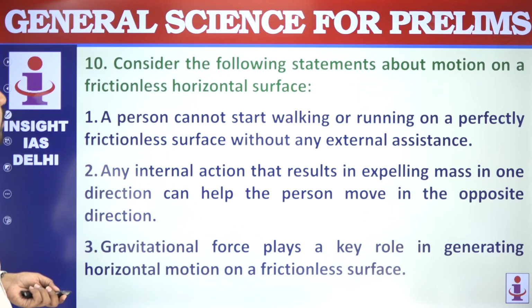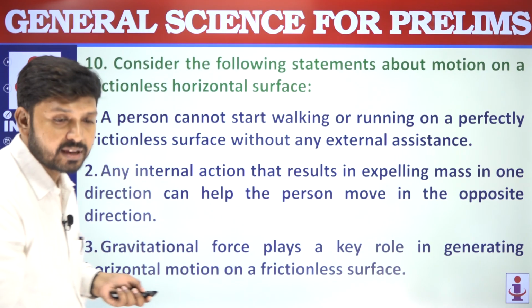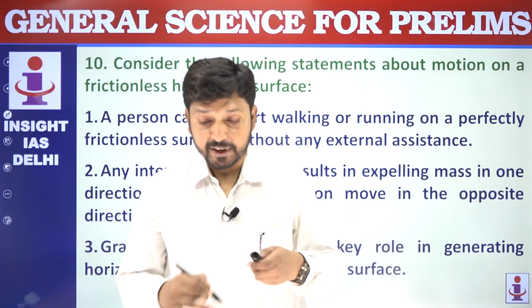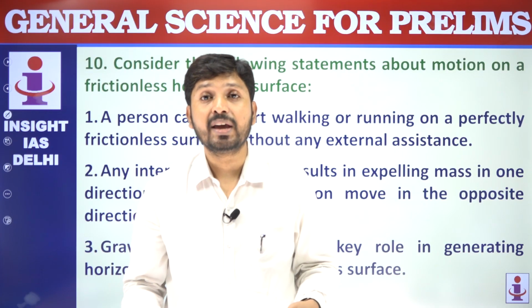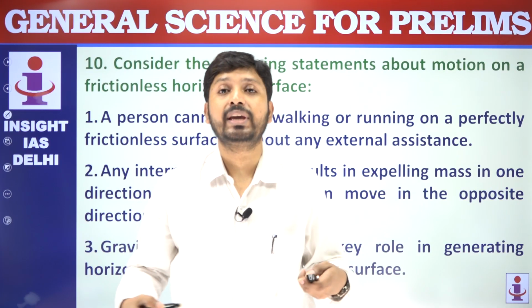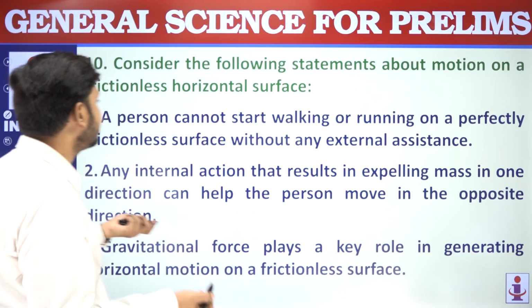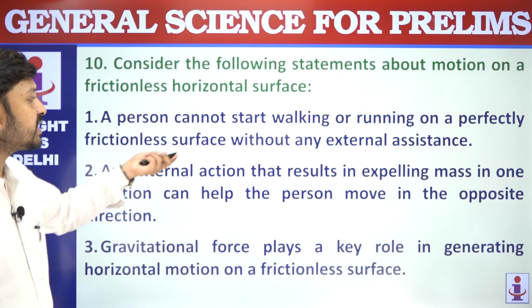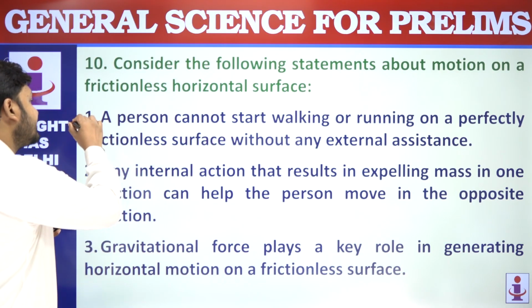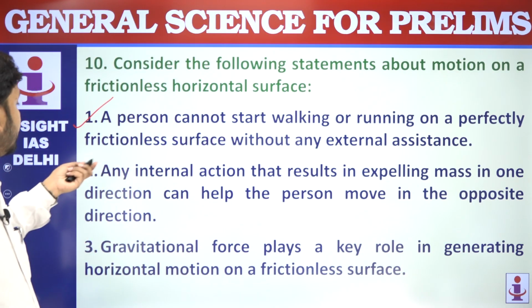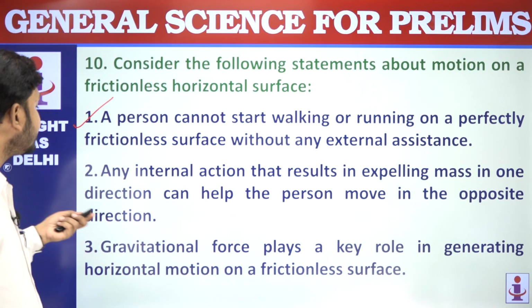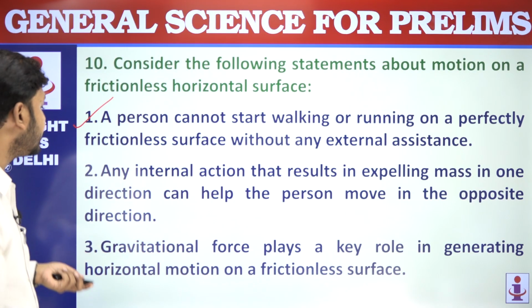Consider the following statements about motion on a frictionless horizontal surface. Always remember, on any frictionless surface, we cannot stand. We need to have some support so that we can stand. Is it clear? So based on this, let's read. A person cannot start walking or running on a perfectly frictionless surface without any external assistance. This is right. So second statement, any internal action that results in expelling mass in one direction can help the person move in the opposite direction.